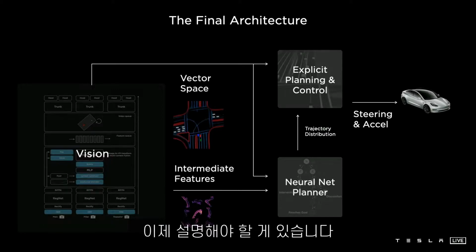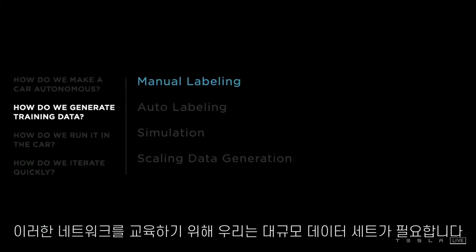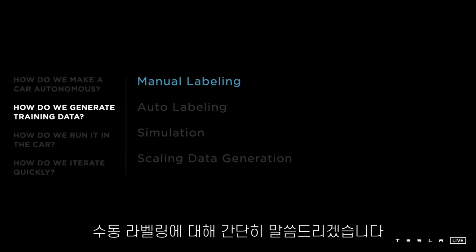With that, we now need to explain how we train these networks. And for training these networks, we need large data sets. I invite Andrej to speak briefly about manual labeling.